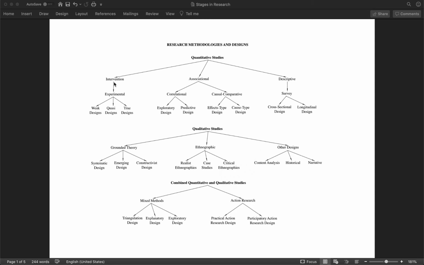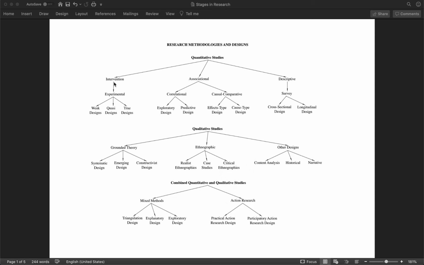Then you can have an intervention design, which is really experimental. You can have a weak, quasi, or true. I'm not too worried about the different types of experimental. This is a little bit more detailed, but I just wanted to give you an idea. So an experimental design would be being able to do it in a lab, for example, or really be able to compare the effect of intervention compared to not having intervention. So the example I could give is medicine.